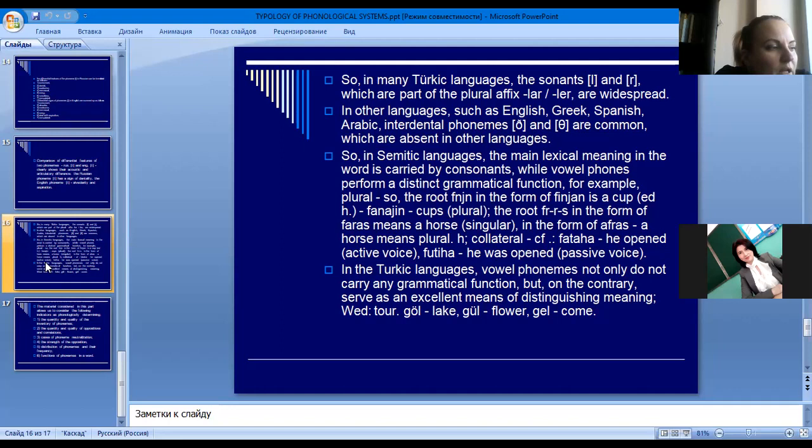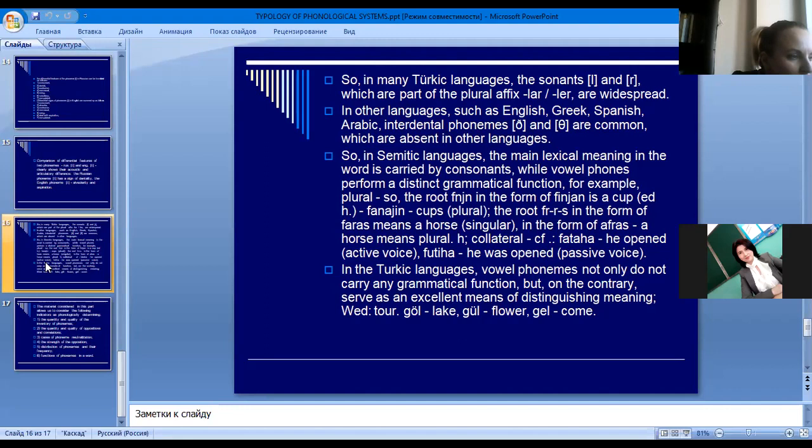For example, in the singular, the root fnjn in the form finjan is a cup. In the plural, the root frs in the form faras means a horse in singular. In the form afras, a horse means plural. Similarly, fataha, he opened, futiha, he was opened, as in passive voice.